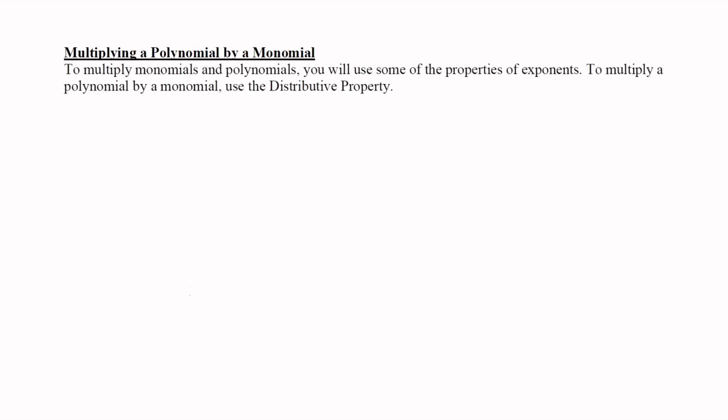To multiply monomials and polynomials, you will use some of the properties of exponents. You will also use the distributive property. So let's do an example of this. 5a times the quantity 3a squared plus 4.